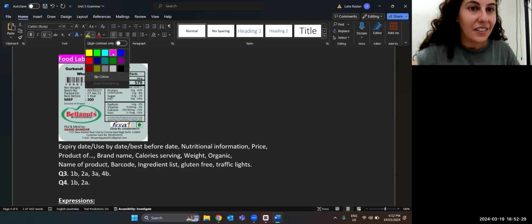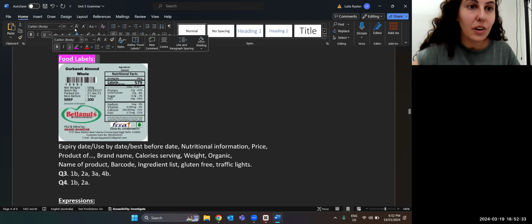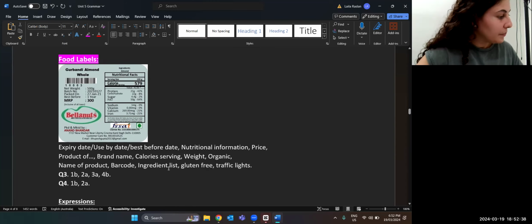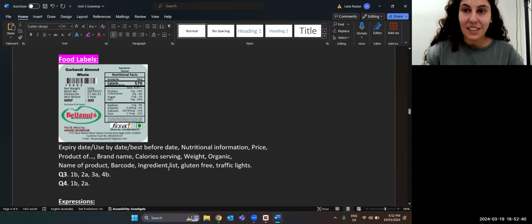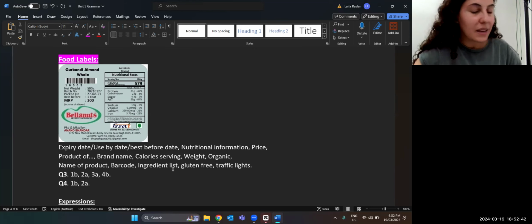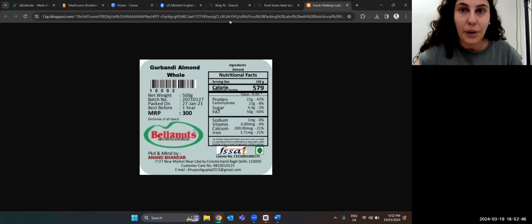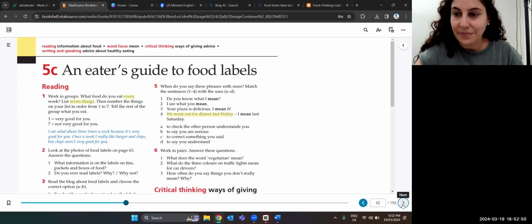Okay, so now that we know that information, what can we find on a food label? We understand what they mean. Let's read an article together about food labels, and I'll read first and then you can read after me. So we'll practice our reading together.